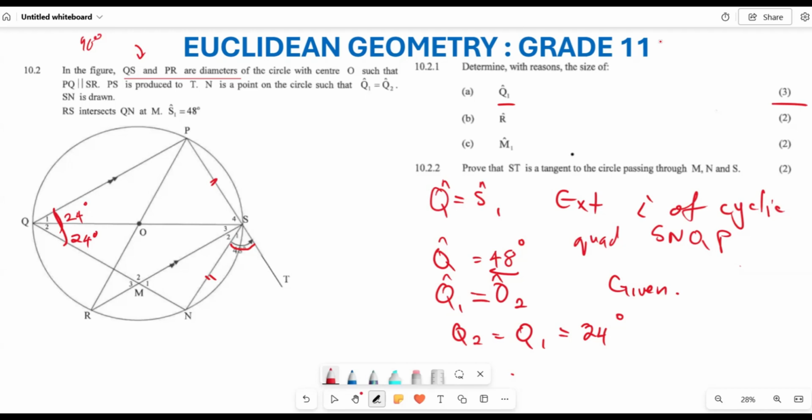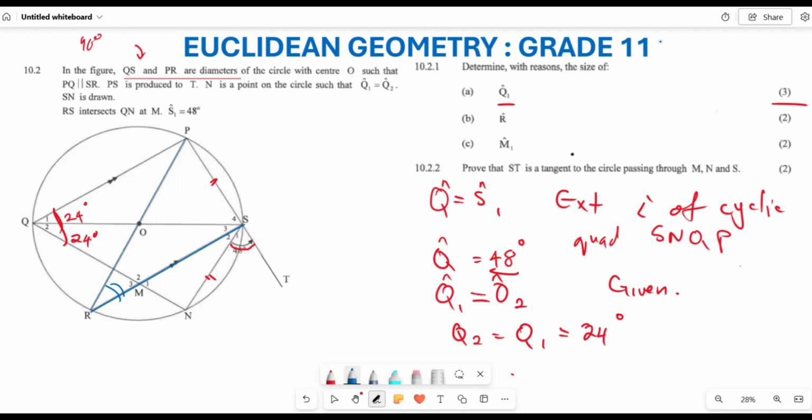Now let's look at your R again. What is it that they are looking for in our R? Now let's look at our angle R. If you want to find out what your R is, can you not use this one? Remember, this is your angle R, looking at this blue line again.